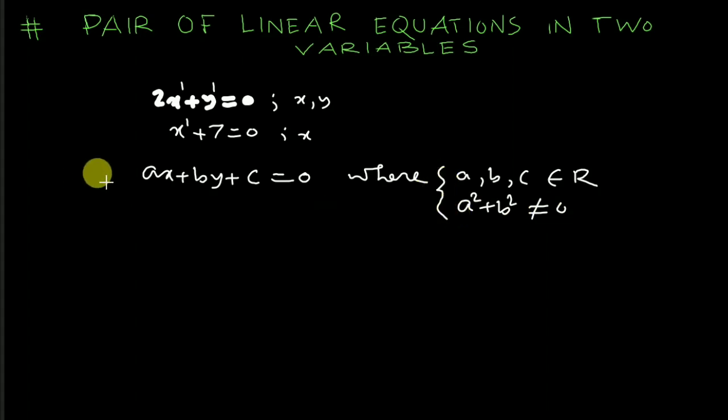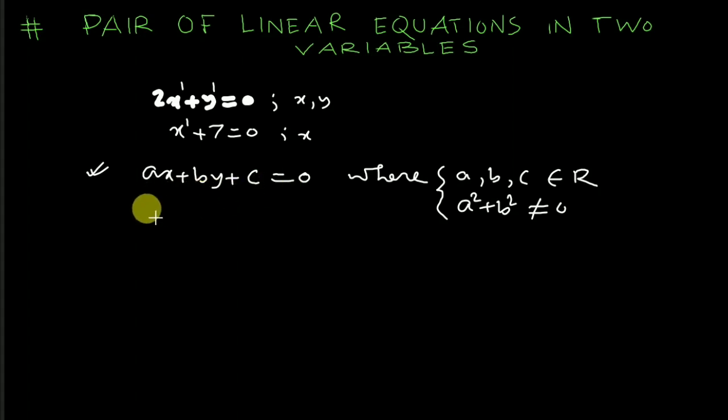Again I say that a linear equation in two variables can be represented by this general form: ax plus by plus c is equal to 0, where a, b, c are real numbers, and not both of the coefficients will be equal to 0 simultaneously. The condition is a square plus b square is not equal to 0. One thing you learnt in 9th standard is that the solution of such an equation is a pair, one value for x and another for y. You can get infinitely many solutions from a linear equation in two variables.